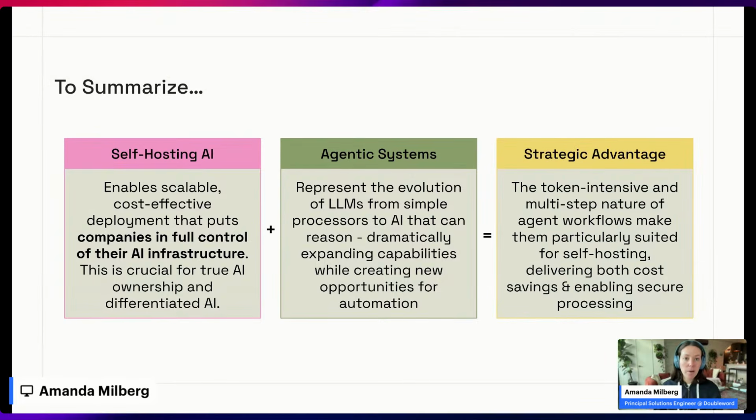And then we spoke about how self-hosting AI plus the use of agentic systems will lead to a kind of strategic advantage to your organization. So by coupling these both, if we're talking about agentic systems, self-hosting should be right next to it in terms of stuff that you're interested in. This is because it's token intensive, it's multi-step in nature, and so they're really well suited for self-hosting inference optimizations like tool caching, which someone also mentioned in the chat. And it really will deliver both cost savings and enable secure processing.